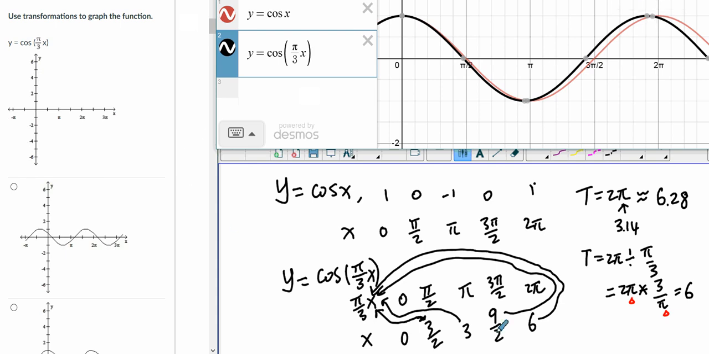Again, this is the evidence showing that the coefficient in front of x is actually used as a denominator or a divisor, and then 2 pi divided by the coefficient, you will get the period.